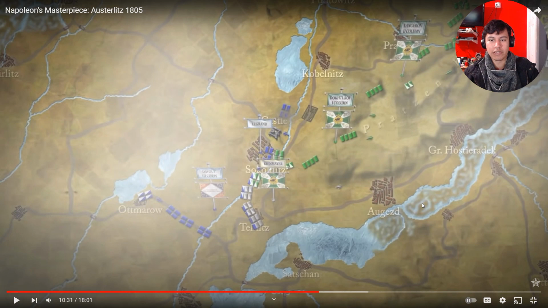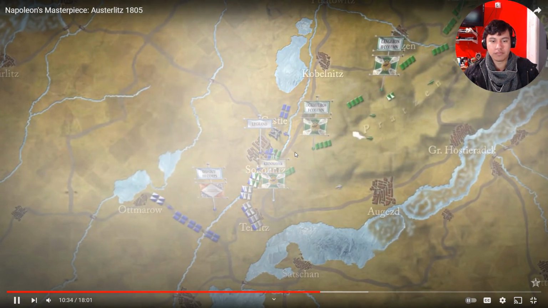Okay, so that delay seems to have worked in their favor because Davout seems to have arrived just in time. So, who knows, maybe the Allies' idea of this envelopment, if it wasn't for that delay, could have been closer to working, who knows?